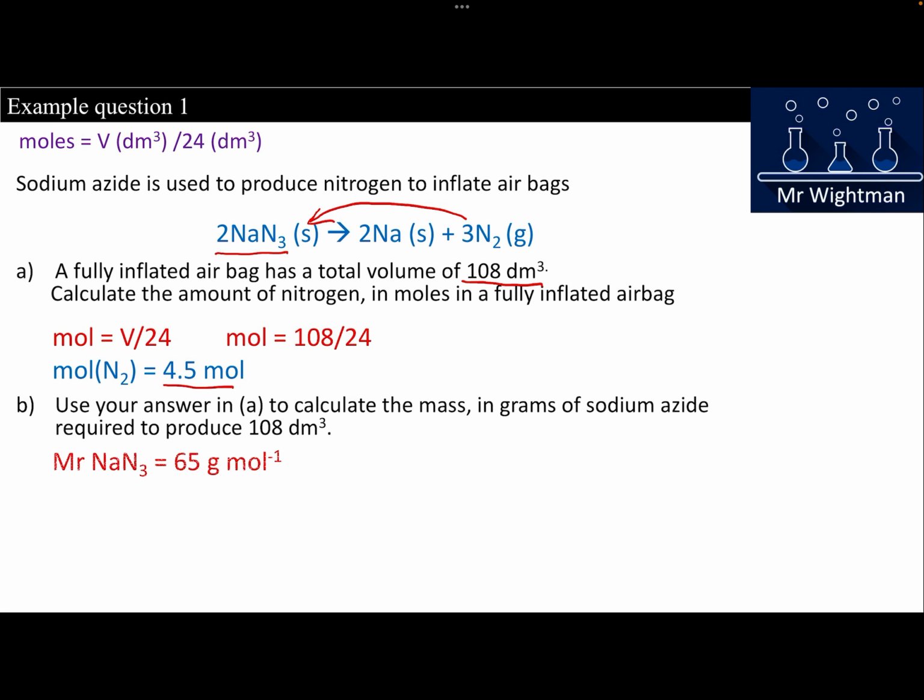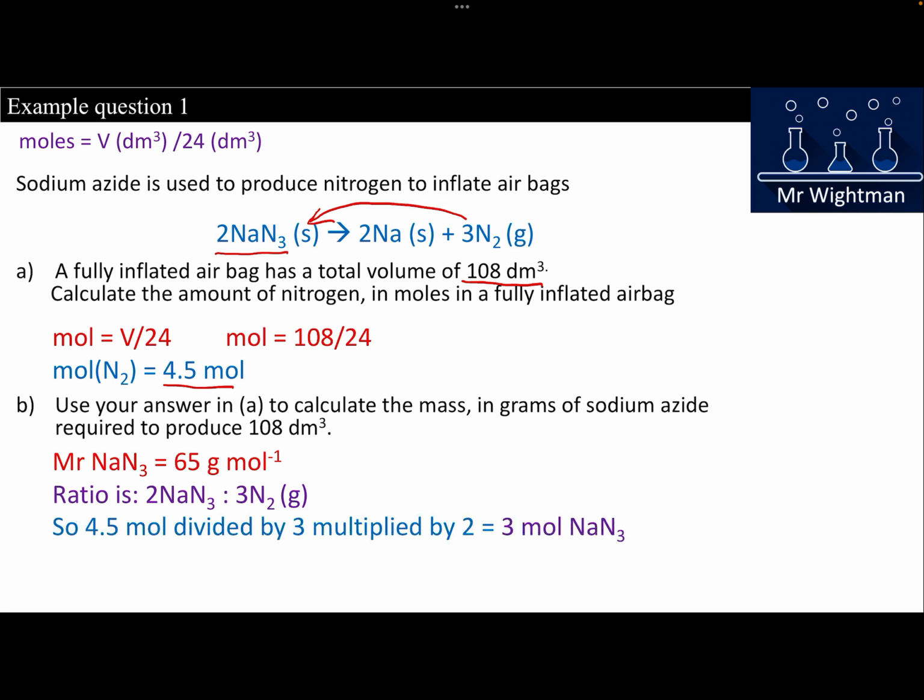So in order to get the moles of sodium azide, I need to look at the ratio of the equation. The ratio is 3 to 2. So 4.5 divided by 3 times by 2 gives me 3 moles of sodium azide. If the Mr of sodium azide is 65 grams per mole, then to get the mass is equal to moles times Mr. So 3 times 65 is 195 grams, and that is our answer.